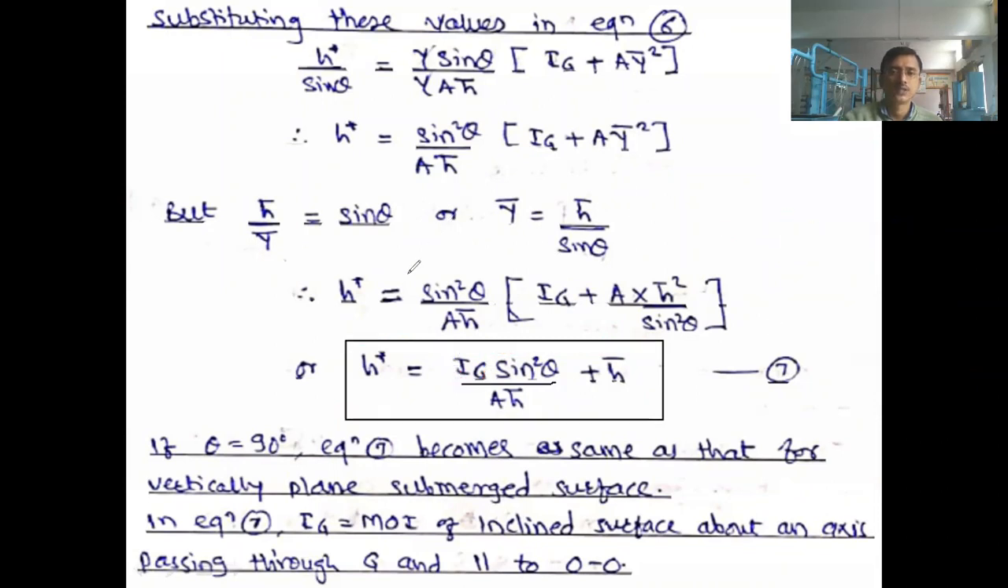So you can note down this derivation in your notebook. Write down there center of pressure title and write down this equation. H star is equal to Iz sin square theta.